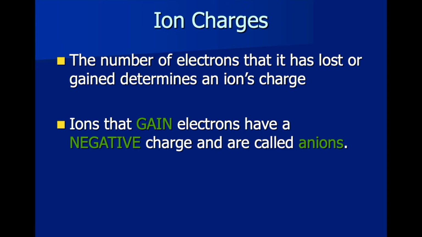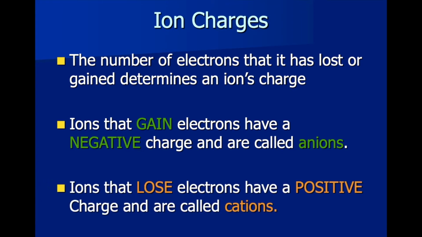Ions that gain electrons have a negative charge and are called anions. Ions that lose electrons have a positive charge and are called cations.